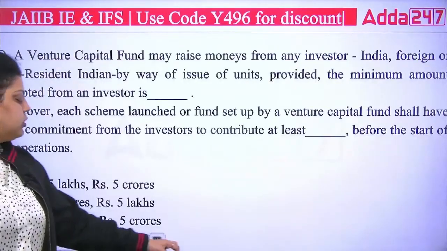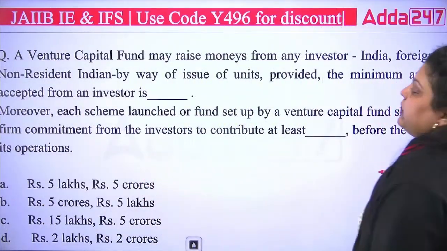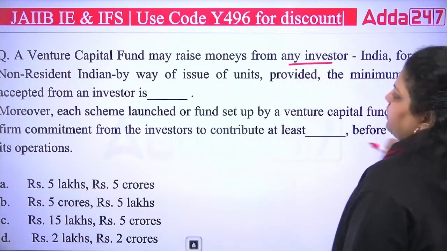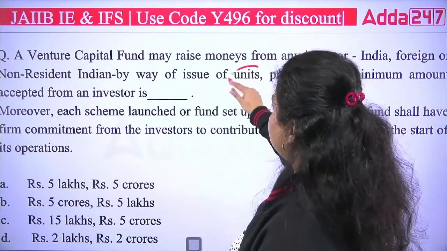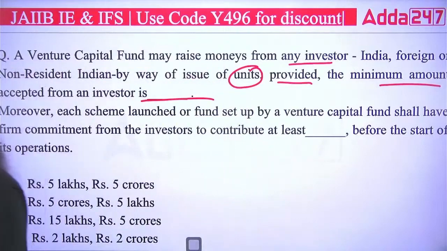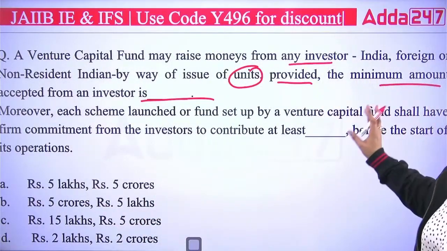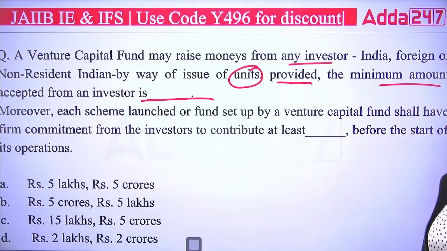The next question is about numbers, the data we have to remember. A venture capital fund may raise money from any investor, Indian, foreign or non-resident Indian, by way of issue of units, provided the minimum amount accepted from an investor is dash. So there is a limit defined that a certain minimum amount has to be invested. Second, each scheme launched by a venture capital fund shall have a firm commitment from the investors to contribute at least dash before the start of its operation.